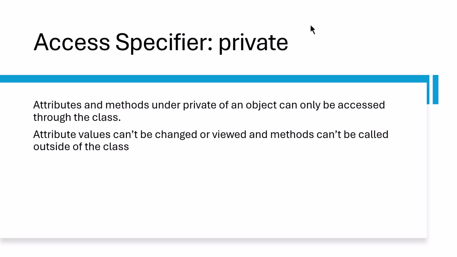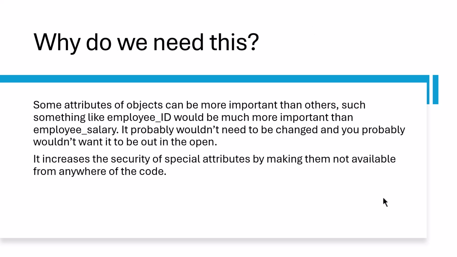and the values of the attributes can't be changed or viewed, and the methods can't be called outside of the class. The reason we need to declare attributes and methods under private is because some attributes of objects can be more important than others, such as something like employee ID would be much more important than employee salary, or something like user password would be way more important than username.